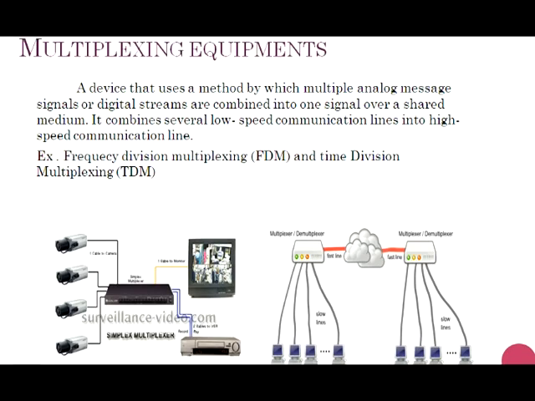So let's proceed to multiplexing equipments. So these are the devices that use a method by which multiple analog message signals or digital streams are combined into one signal over a shared medium. It combines several low-speed communication lines into a high-speed communication line. So we have the examples. So examples are the frequency division multiplexing or FDM, and the time division multiplexing.